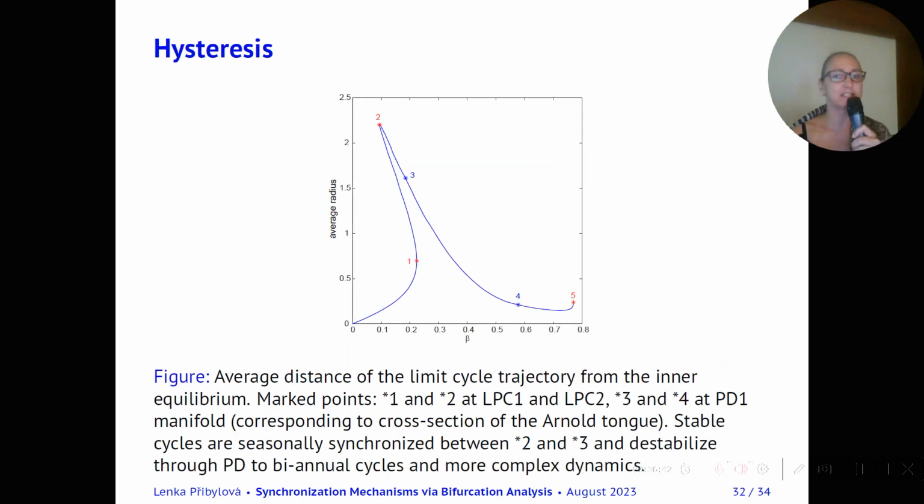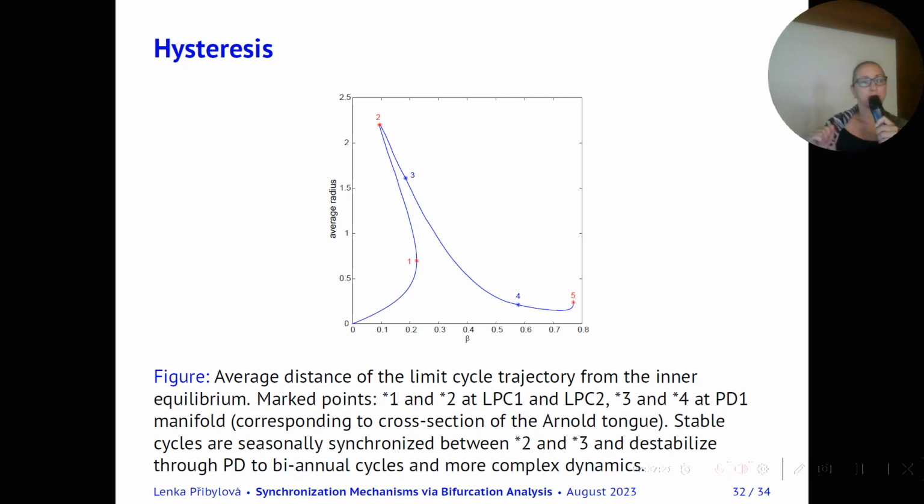So we found that the easiest way is to draw the average distance of the limit cycle, the stable cycle, from the inner equilibrium that is unstable. And at the moment, we saw quite a nice figure of hysteresis. This part is non-synchronized, but there is a stable invariant torus. On this part is a cycle on the torus, and it goes doubled, and doubled again, by a route to chaos, and there is also a chaotic region, even a hyperchaotic region.